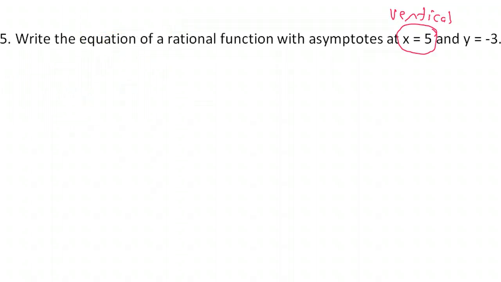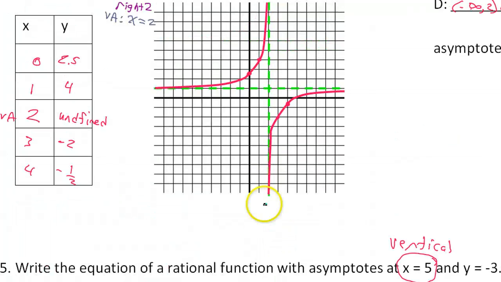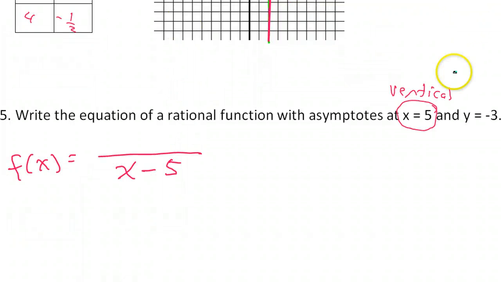Let me start over. So we have f of x equals, we need this to slide to the right, so it'll take x minus 5 in the denominator. That will move the vertical asymptote, which normally would be at 0, 5 to the right, just like this slid to the right 2 because I had minus 2. So I've got my vertical asymptote happening now. So far that's all I have. Right now, the way it is, my horizontal asymptote is at 0.